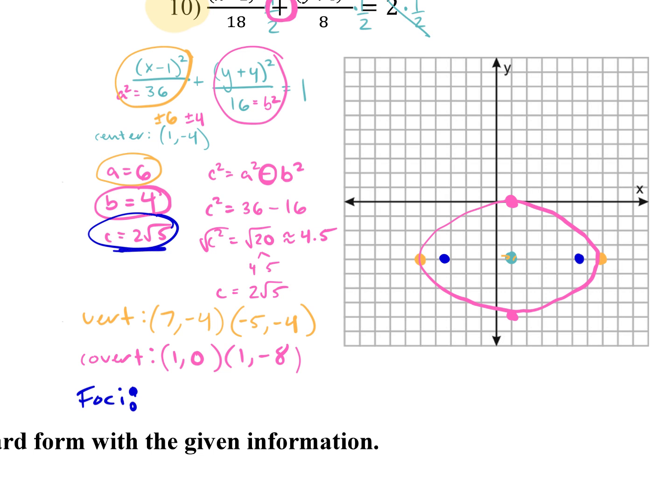So our foci, we can't just use 4.5-ish because we kind of made that number up, but we have to use 2 square root 5. So since I moved left and right, I'm going to add and subtract 2 square root 5 to the x from my center. So it'll be 1 plus or minus 2 square root 5, comma, negative 4.